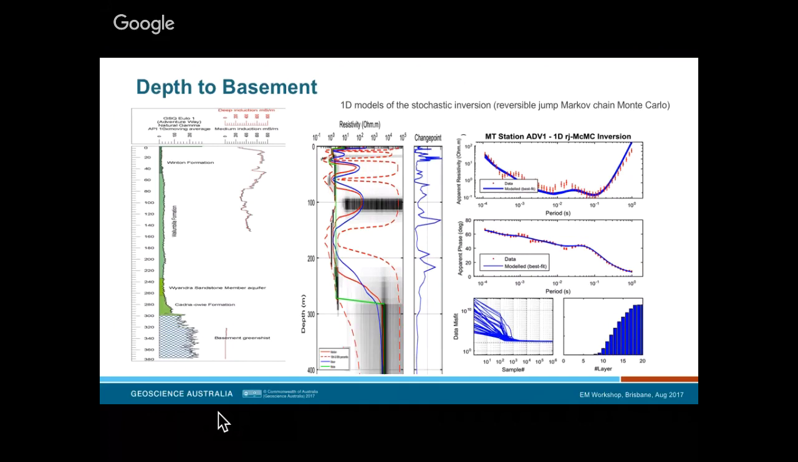As you can see, this is in New South Wales. We estimate the basement is about 280 to 300 meters. Then the drilling data shows 294. That's pretty close, pretty good. Here we ran a million different inversions to try to find the average model. This is one approach.